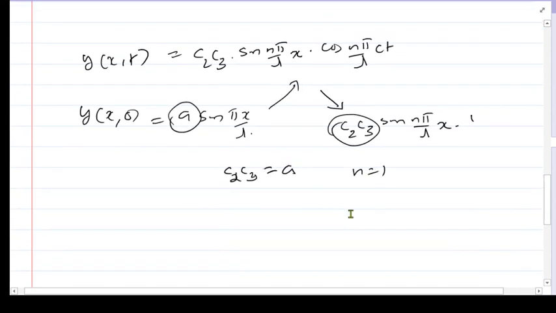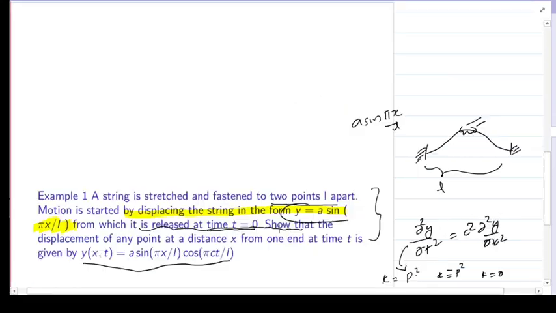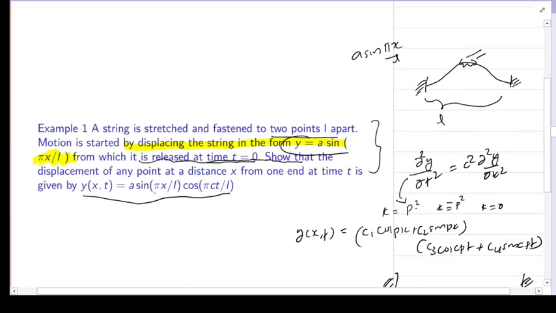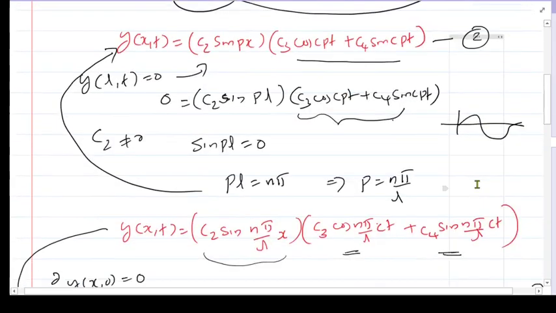Okay, so now put that back. y of x,t, instead of C2 C3 we write a, and instead of n we write 1: a sin(pi x by l) into cos(pi c t by l), which was asked in the question. This is how we solve the equation.